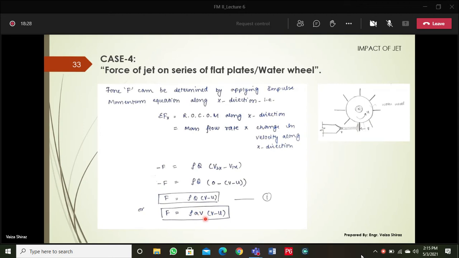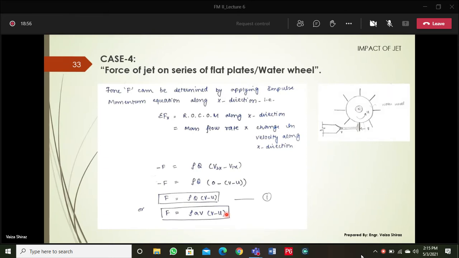Now what is the assumption here? That your mass flow rate is constant. So over here, this rho Q is your rho A V. So this is the equation for the force F, which is exerted by the jet on the series of flat plates of the water wheel. Now you can compare this equation with your first and third case. In the first case, you have a plate on which the force acts exactly normal, and in the third case, your plates are moving, your flat plate is moving.